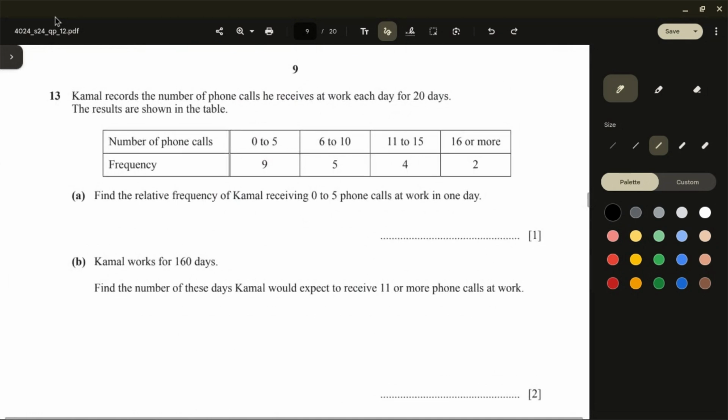Kamal records the number of phone calls he receives at work each day for 20 days. The results are shown in the table. Number of phone calls is 0 to 5, the frequency is 9. From 6 to 10, the frequency is 5. From 11 to 15, the frequency is 4. And from 16 or more, the frequency is 2. Find the relative frequency of Kamal receiving 0 to 5 phone calls at work in one day.